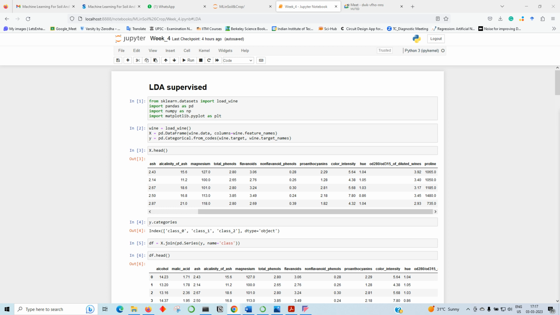Okay, so we are able to see the screen. Good.